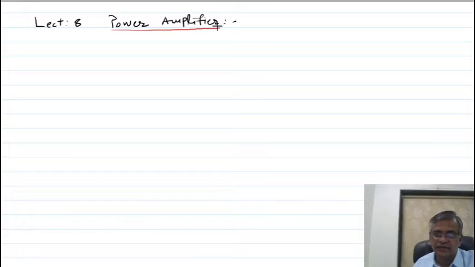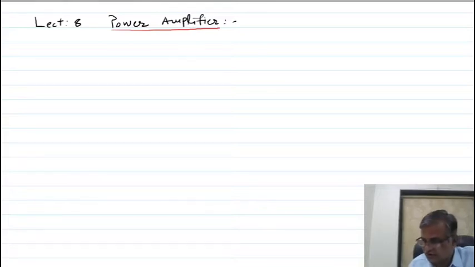In a class B amplifier, we have seen the efficiency is 78.5%, but crossover distortion may be produced. To overcome the crossover distortion, we have seen the class AB amplifier. So today I am discussing the designing of a class B push-pull amplifier.